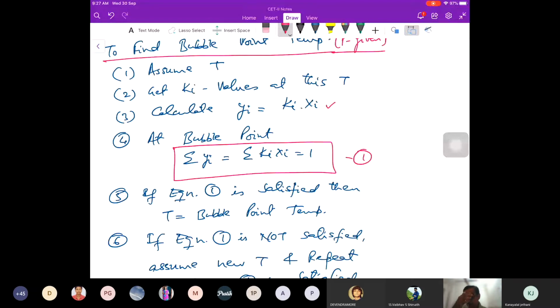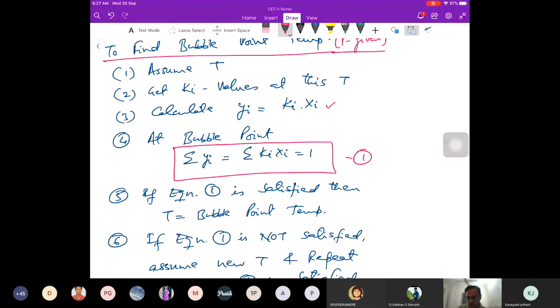ये समझने की बात है. See, when I'm talking about Ki, it is nothing but Yi upon Xi, vapor composition upon liquid composition. अगर temperature मैंने बढ़ाया तो naturally ज़्यादा vaporize होगा, vapor pressure ज़्यादा रहेगा higher temperature पर. If my bubble point is 50 degree centigrade and I assume 60 degree centigrade as the temperature, तो by calculation जो मेरे को मिलेगा vapor composition, that is wrong. So that's not the bubble point. समझ में आया देवेंद्र?